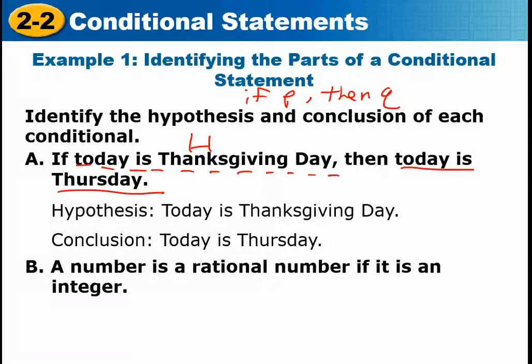Okay, the next one says a number is a rational number if it's an integer. The if is in the middle here. The part after the if is going to be the hypothesis. I'm going to rewrite this right away. If it is an integer, that sounds funny, doesn't it? I'm going to say if a number is an integer.